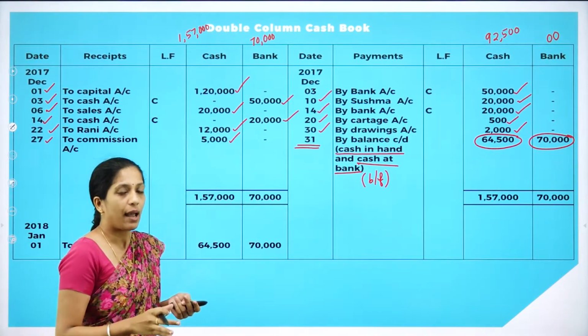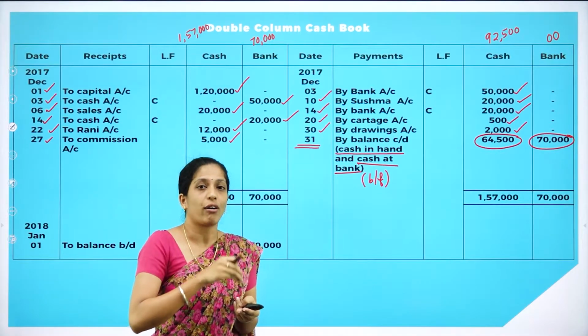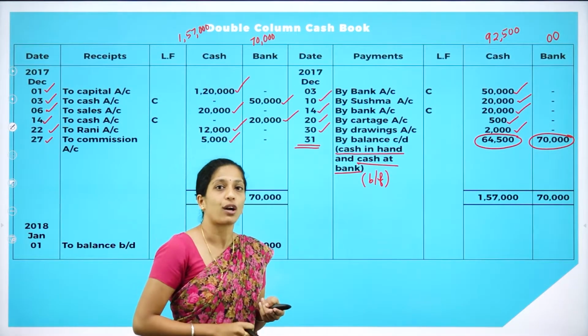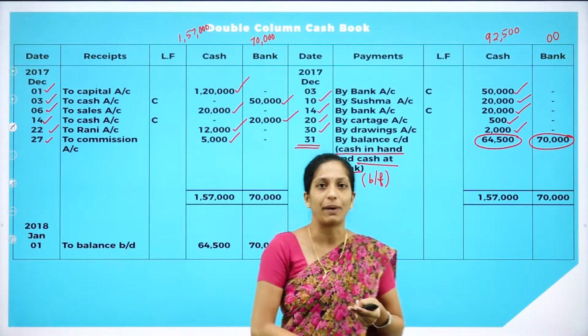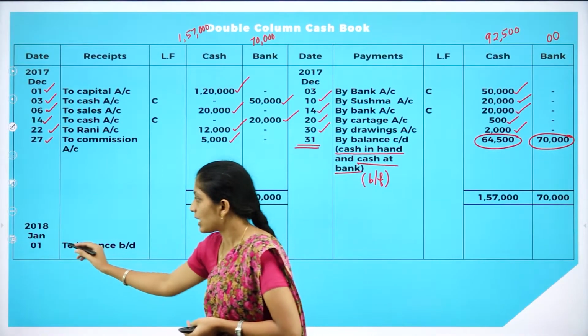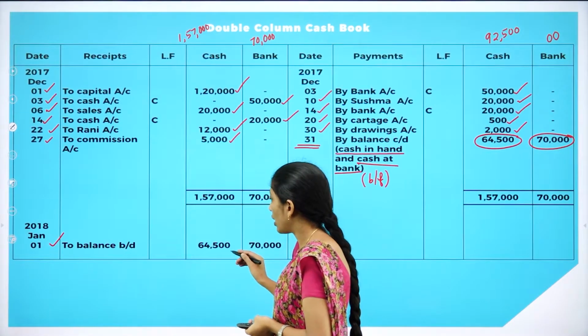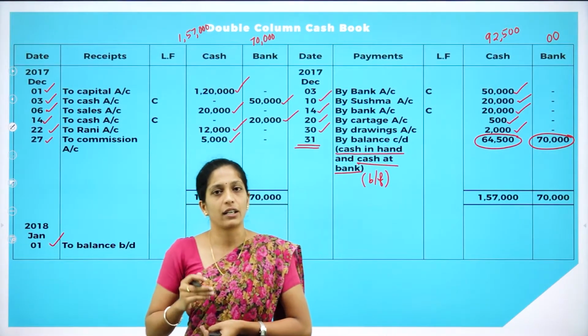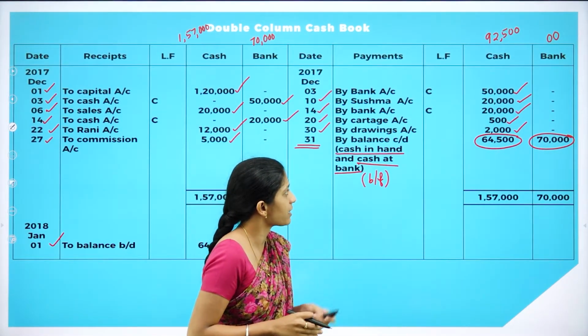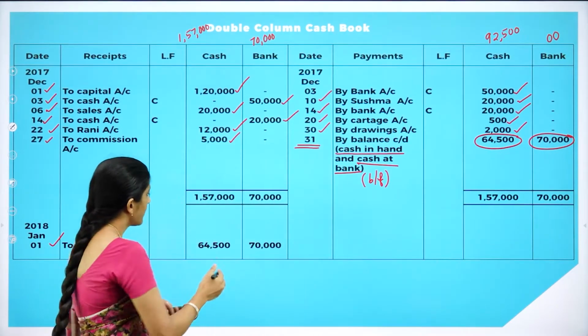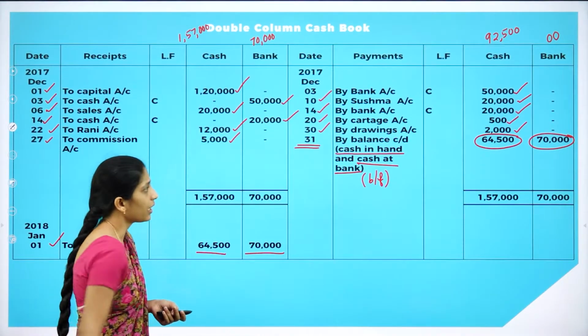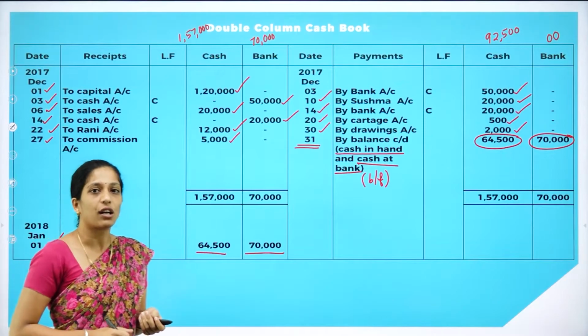Now whatever amount you have carried down at the end of that particular month has to be brought down at the beginning of the next month. The beginning of the next month is 1st January 2018. To balance brought down. Whatever amount you have carried down, the same amount has to be brought down. That is 64,500 and 70,000. So this is about the double column cash book.